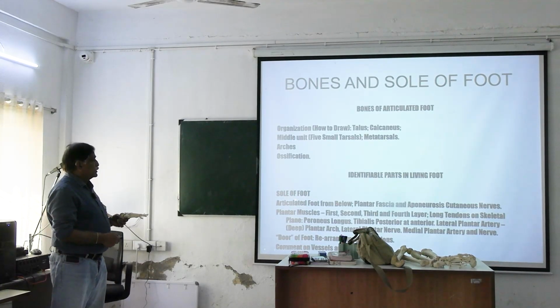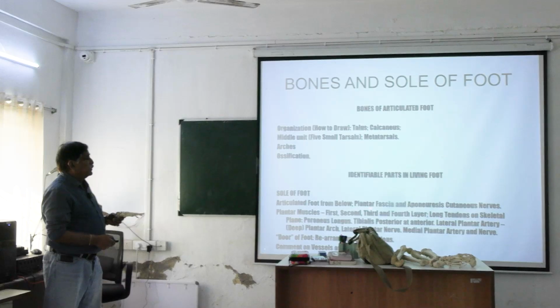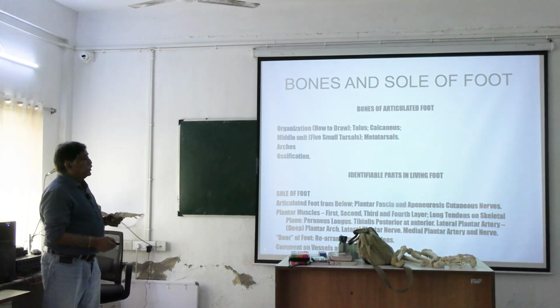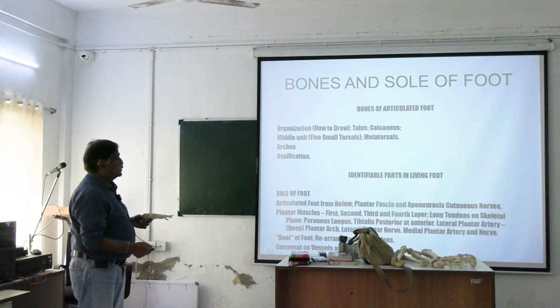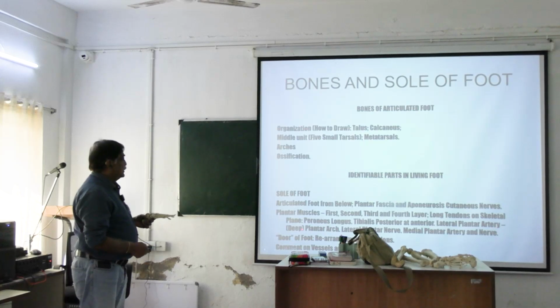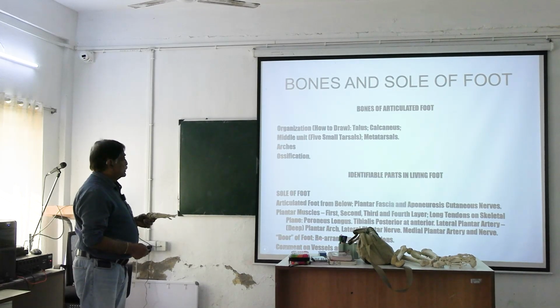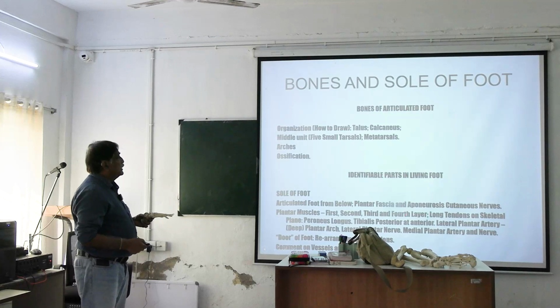Now, the sole of the foot, articulated from below: plantar fascia and aponeurosis, cutaneous nerves, plantar muscles, first, second, third, and fourth layer, long tendons and skeletal plane, peroneus longus, tibialis posterior and anterior, lateral plantar artery, deep plantar arch, lateral plantar nerve, and medial plantar artery and nerve. Dorsum of the foot, rearrangement of tendons, comment on vessels and nerves. Next.